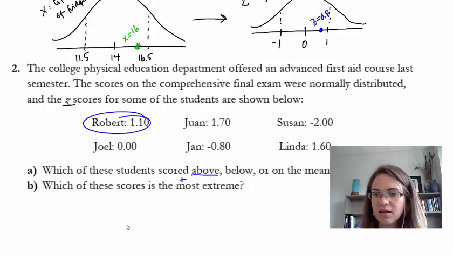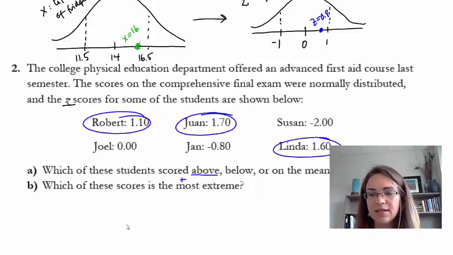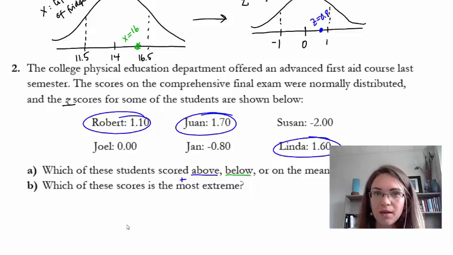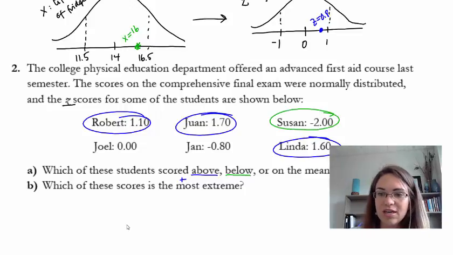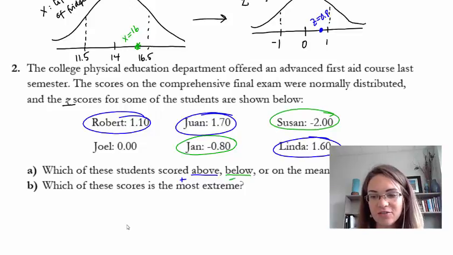That's Robert, Juan, and Linda. They scored above the average because their standard deviations are larger. They're positive z-scores. Then below, students who scored below average are Susan and Jan. They have negative z values.